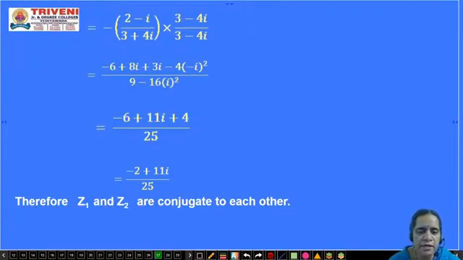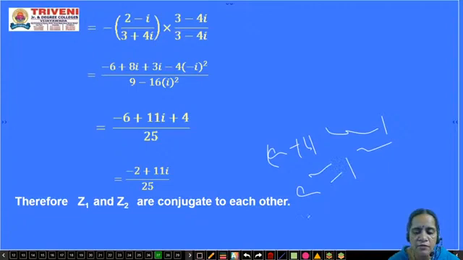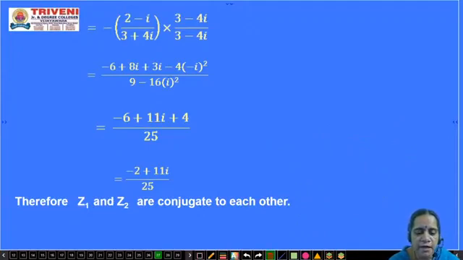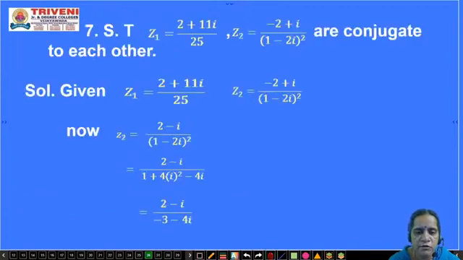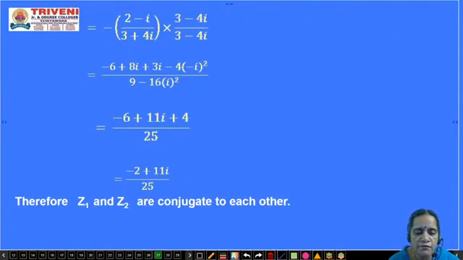What is the a plus b into a minus b? The formula is a square minus b square. Here the value of a is 3 whole square and value of b is 4i whole square. That is 9 plus 16, that is equal to 25. So we get minus 2 plus 11i by 25 lastly. Z1 is equal to 2 plus 11i by 25 and then the value of Z2 is minus 2 plus 11i by 25. These two are conjugate to each other.